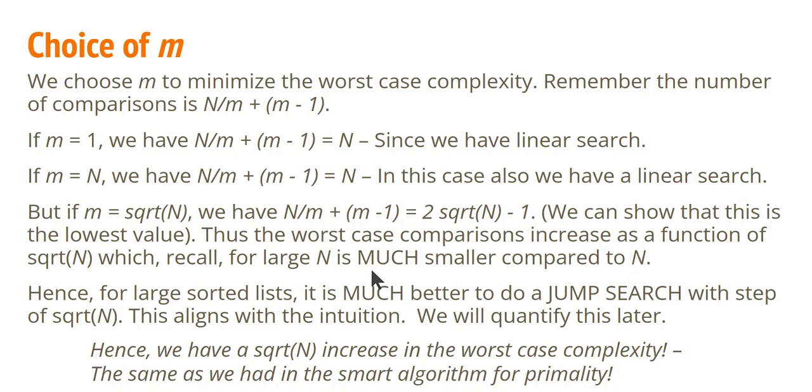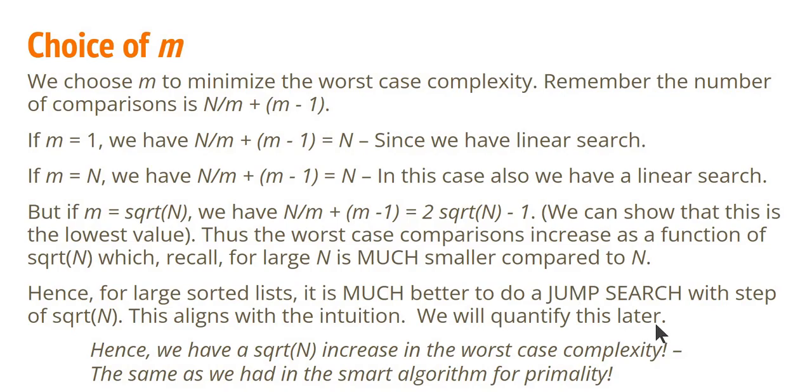Remember, for large values of n, square root of n is much smaller compared to n. So what is this telling us? This is telling us that for large sorted lists, it's much better to do a jump search with a step size of square root of n. And again, this aligns with intuition, because remember, the list is sorted. It really did not make sense to go through every item as we do in linear search. It makes sense to jump. And this is quantifying it even more. It's saying that the jump should be made in steps of square root of n, because that way you'll have the least worst case complexity.